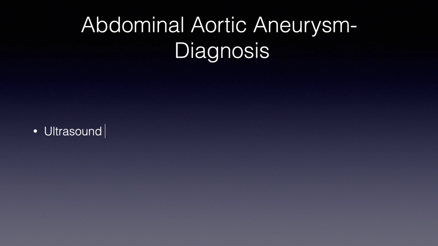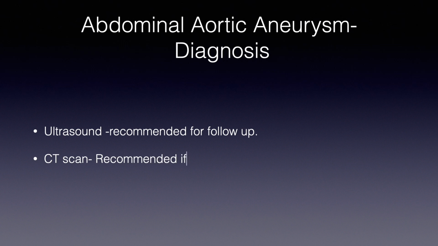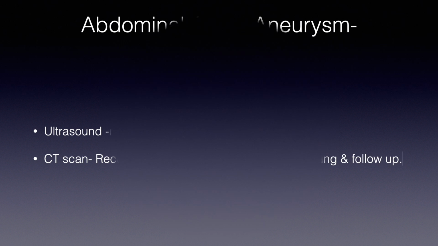The diagnosis of an abdominal aortic aneurysm can be made by an ultrasound or a CAT scan. An ultrasound is recommended for follow-up. A CT scan may be useful both in follow-up as well as if there is a suspected rupture.